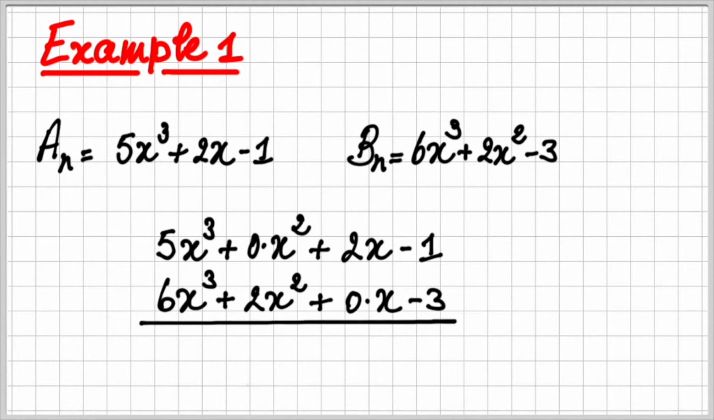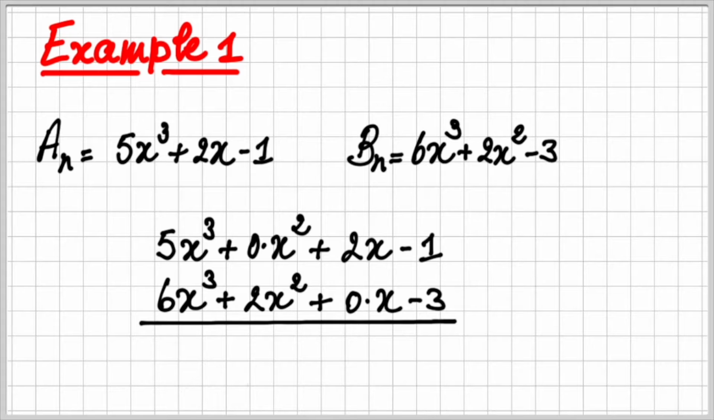So first polynomial we have no term in x to the square. It means that a index 2 for that parameter is equal to 0. So we replace it by 0x to the square and then we have plus 2x minus 1. The same we do for the second polynomial. We have 6x to the power 3 plus 2x to the square. Here we don't have a term in x, so we replace it by 0 times x minus 3. It just means that the coefficient of x in that case is equal to 0.